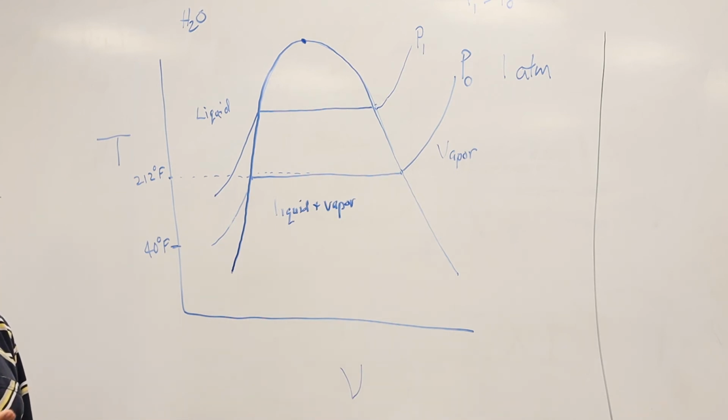For simplistic terms, for a visual, how far away I am from that point is the amount of what we call subcooling that you would have in that system. So subcooling, another way of saying that, is the amount of sensible heat that needs to be added at that given pressure to get to the saturation point.